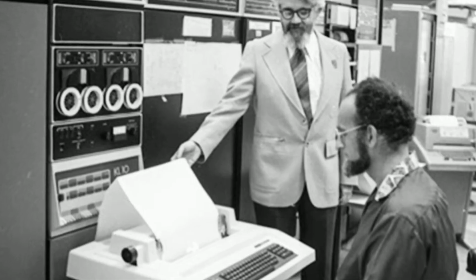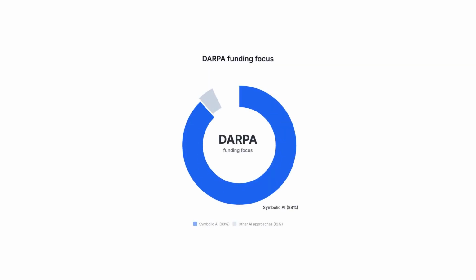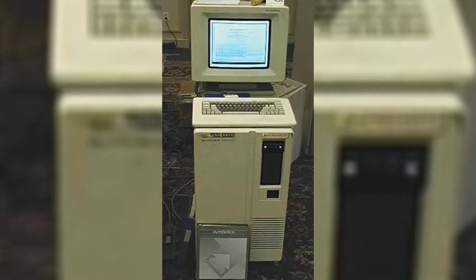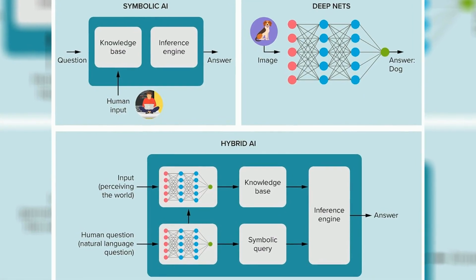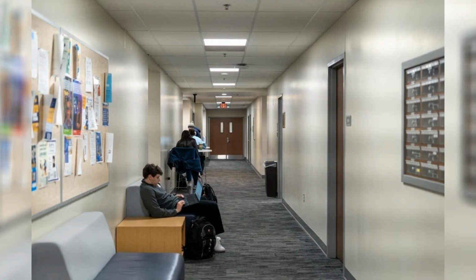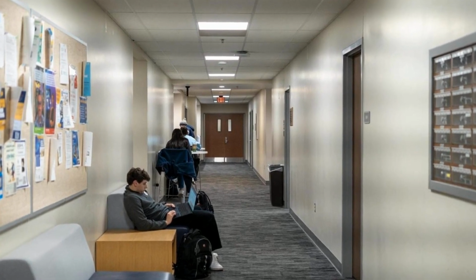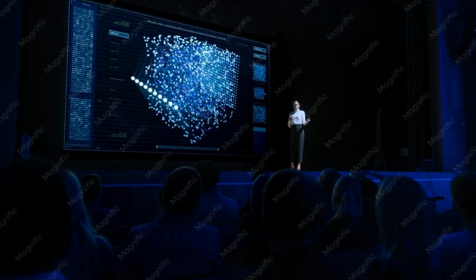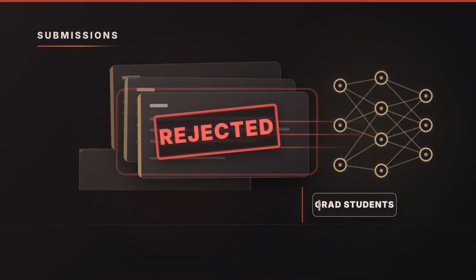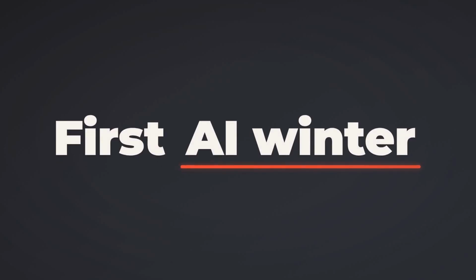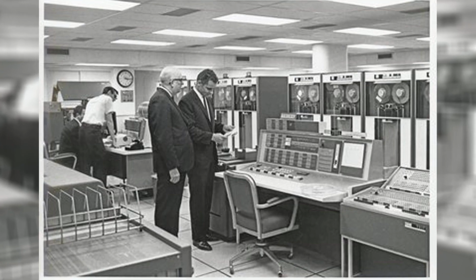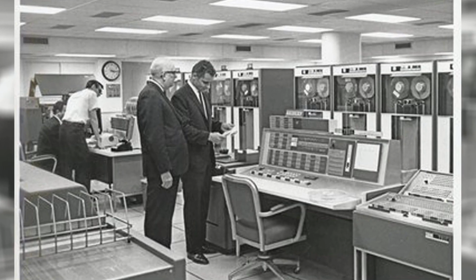It nearly killed it. DARPA, the primary funder of artificial intelligence research in the United States, redirected its resources almost entirely toward symbolic AI, expert systems, logic programming, knowledge representation. Academic departments stopped hiring neural network researchers. Conference papers on the topic were rejected. Graduate students were actively discouraged from pursuing neural network dissertations. The field entered what is now called the first AI winter, lasting roughly from 1969 to 1982.